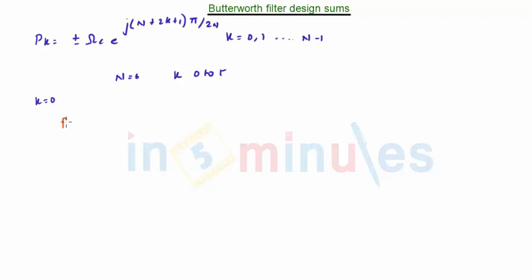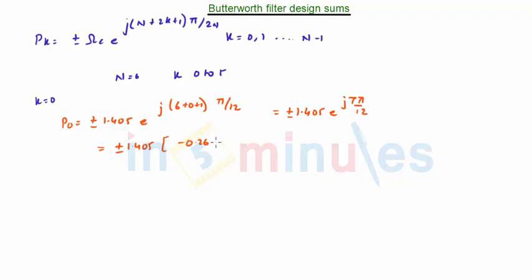When k is equal to 0, p0 is equal to plus minus 1.405 e raised to j (6 plus 0 plus 1), that is 7π by 12. Now this will give us plus minus 1.405 e raised to j 7π by 12. Expanding this term as cos 7π by 12 plus j sin 7π by 12, we finally get plus minus 1.405 (minus 0.26 plus j 0.97). So we get p0 as minus 0.37 plus j 1.37, and 0.37 minus j 1.37. This is for k is equal to 0. Now let us see for k is equal to 1.